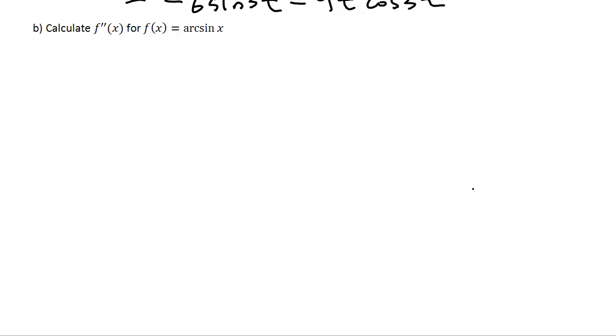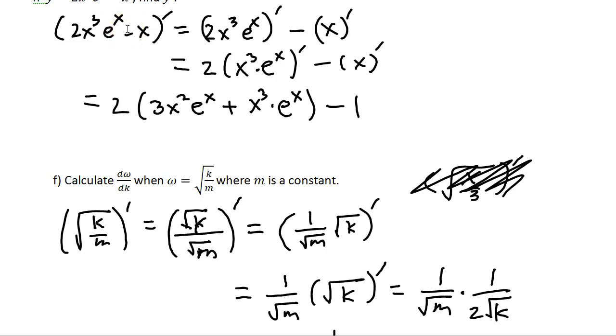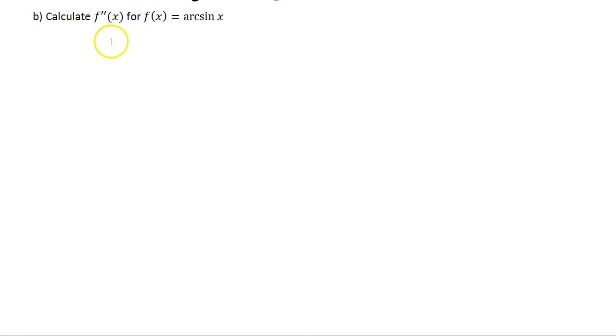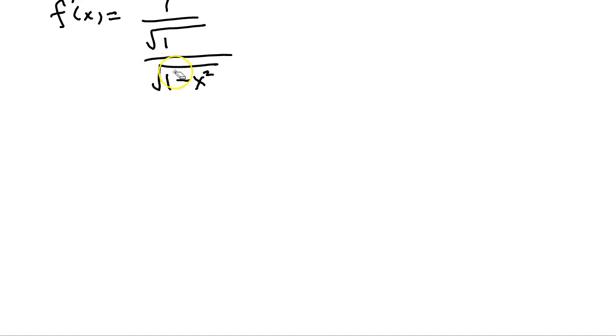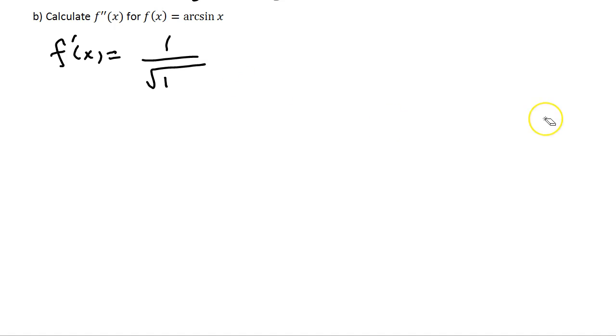If you have arc sine, what's the second derivative? The first derivative is 1 over square root of 1 minus x squared. Sorry about that, there's some trouble with graphics at this point. Okay, so the derivative of arc sine is 1 over square root of 1 minus x squared.